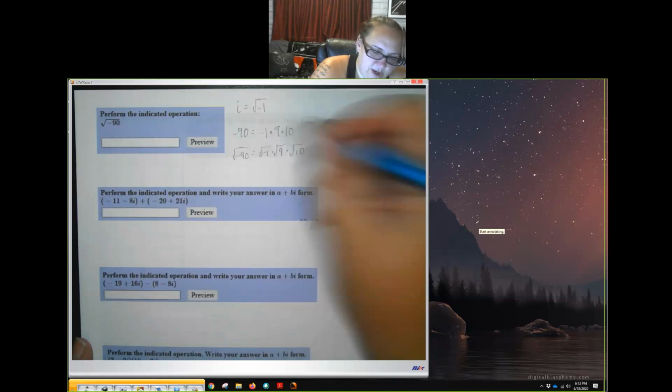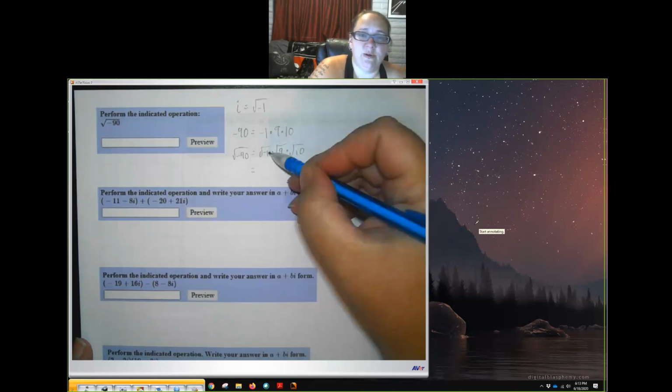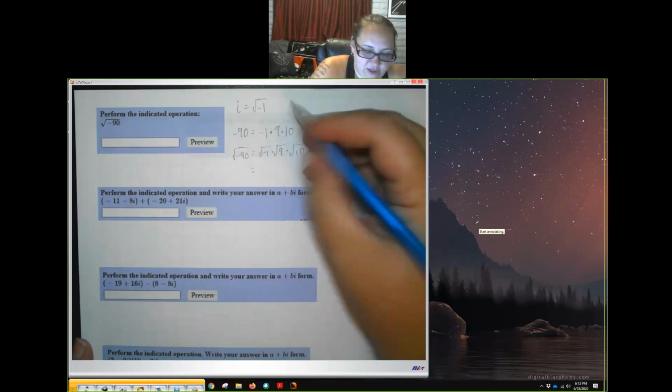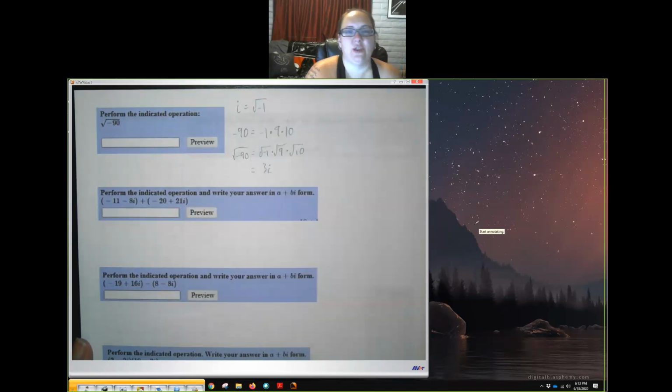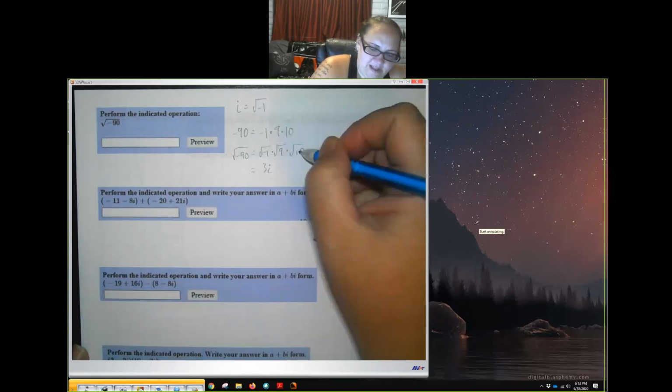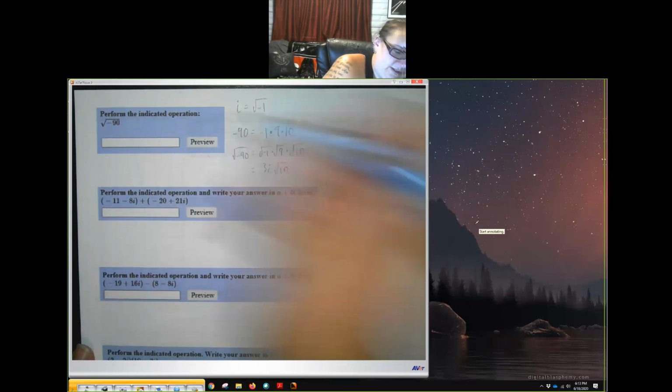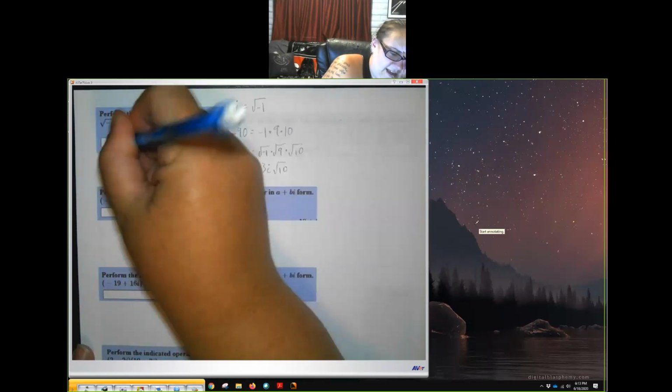And so we know that the square root of negative 1 is i. We know that the square root of 9 is 3. So we're going to write that as 3i, not i3, because we wouldn't say x3, we would say 3x. And then this rad 10 comes down. So this would be 3i rad 10.